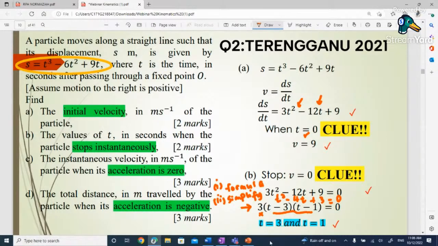Okay? So I repeat this page. Saya ulang sekali lagi. So, A is settled. Okay, B. When we say stop instantaneously, then we will have V equals to 0. Kalau stop instantaneously, that means V equals to 0. Lepas tu, 3t square minus 12t plus 9 equals to 0.